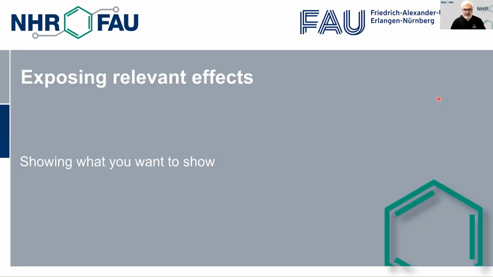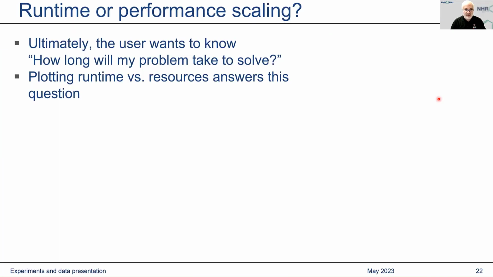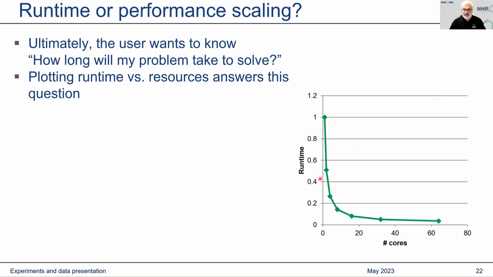Finally, I'd like to show you how to expose some relevant effects and show what you want to show in data. So what does the user usually want to know? The user of a program for which we measure the performance or other metrics wants to know how long will my problem take to solve? And often people take that literally. Okay, they plot the runtime of a code versus resources like number of cores or number of nodes, number of GPUs. So this answers the question, right? Runtime versus number of cores. Fair enough.